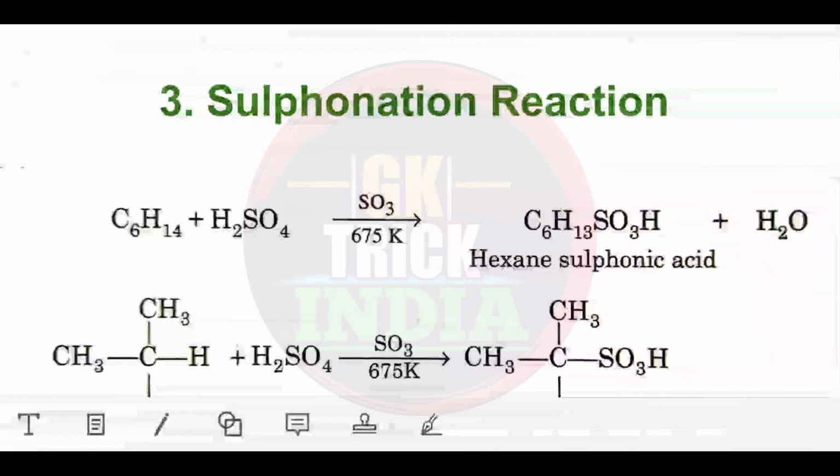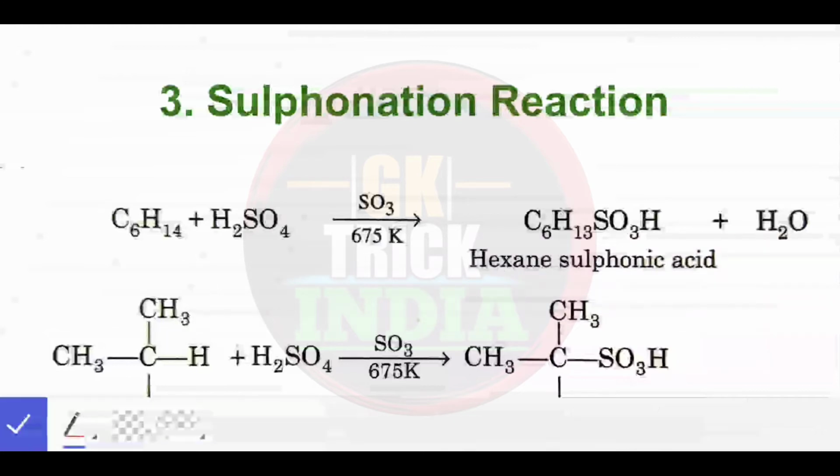In the sulphonation reaction, one hydrogen atom is replaced by an SO3H group. As you can see, the SO3H group has come out in place of one hydrogen atom. The alkenes undergo sulphonation with fuming sulfuric acid at high temperatures like 675 Kelvin. The higher alkenes undergo sulphonation to give alkane sulfonic acids.